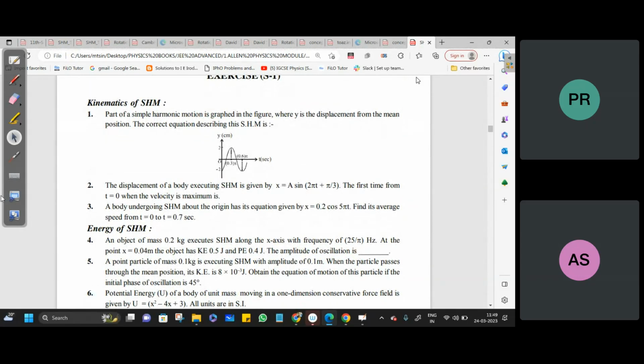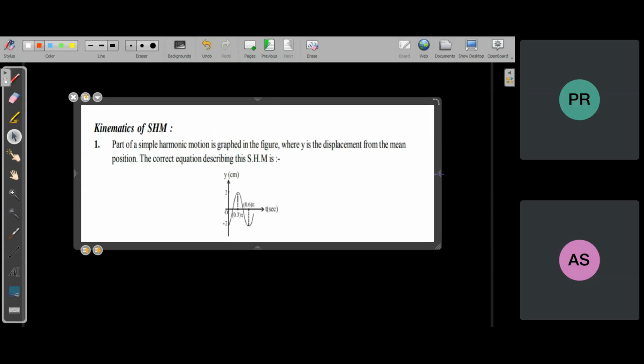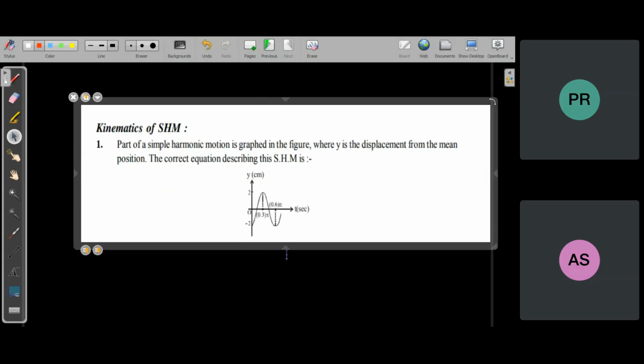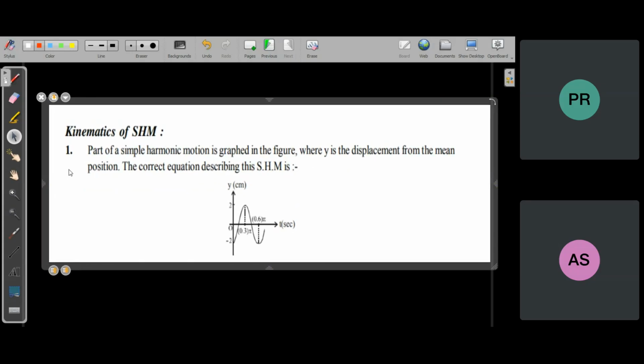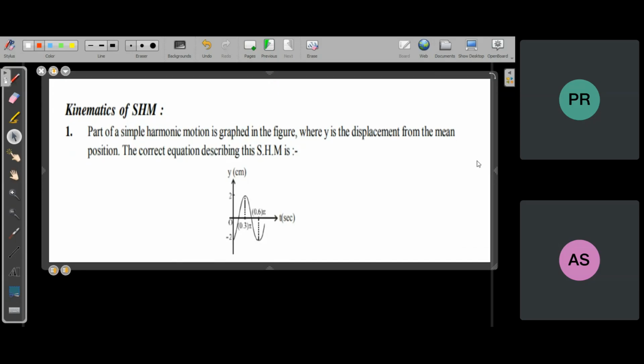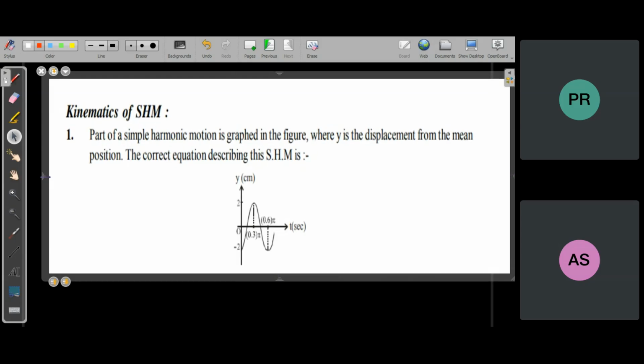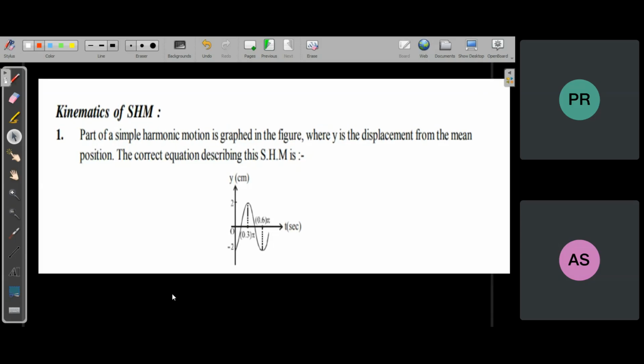So now let's try some questions. So let's start with this question. Very first question. Try this question. And you can ask your doubts also. Question is visible to you? Yes, sir. Try this question and you can ask your doubt.